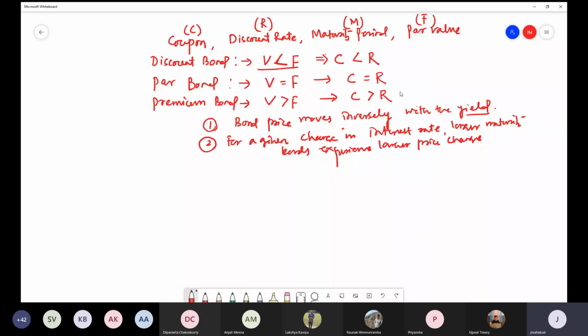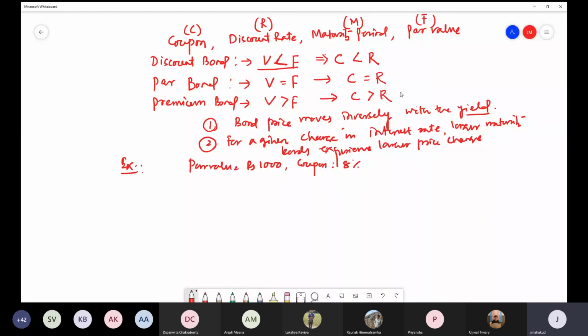I'll give you an example. If you see, what does it mean? I will take one case here. There is a bond whose par value is 1,000 rupees. Coupon is 8%. Okay.